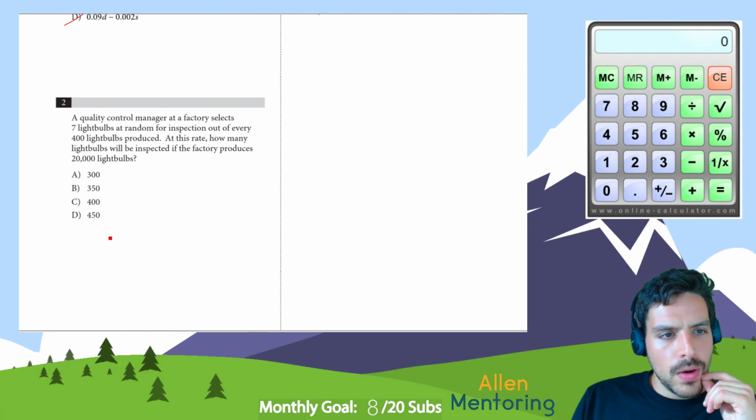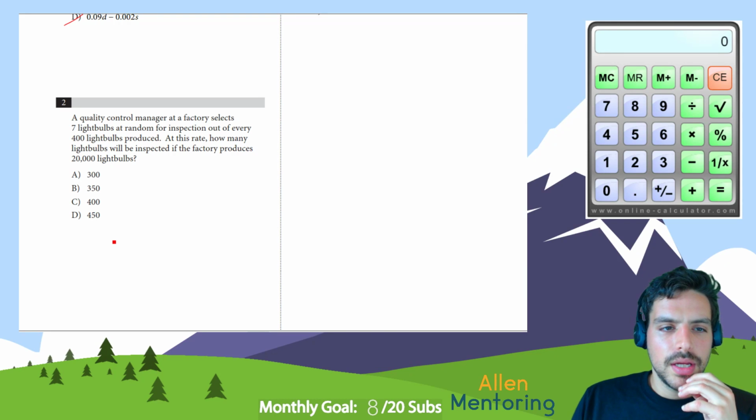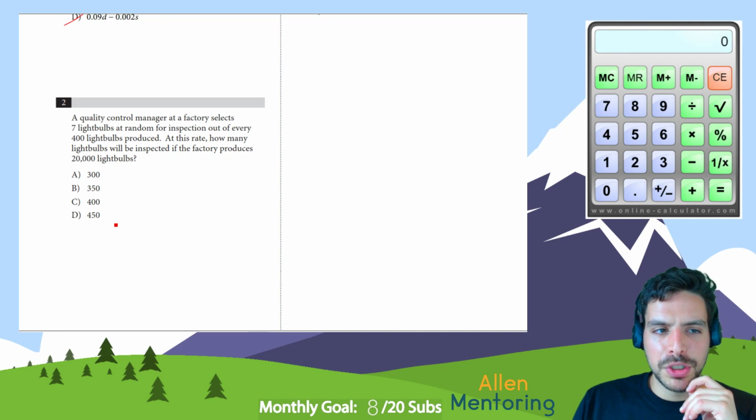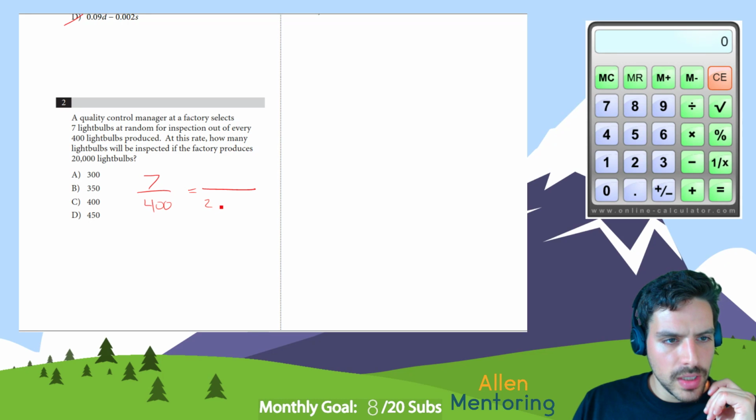2. A quality control manager at a factory selects 7 light bulbs at random for inspection out of every 400 light bulbs produced. At this rate, how many light bulbs will be inspected as the factory produces 20,000 light bulbs? So this is kind of like a proportion problem, right? We know that 7 out of 400 is checked, okay? And so the question is, how many will be inspected if the factory produces 20,000?